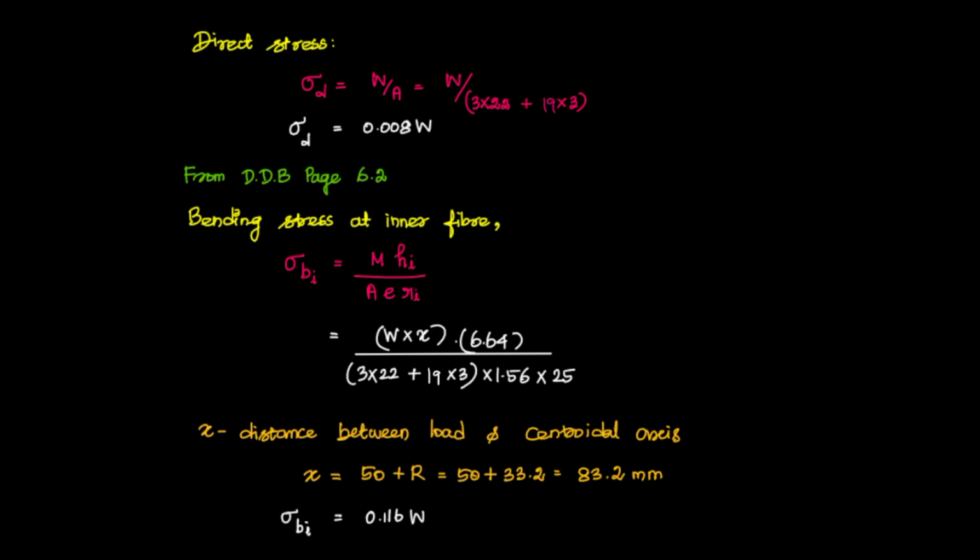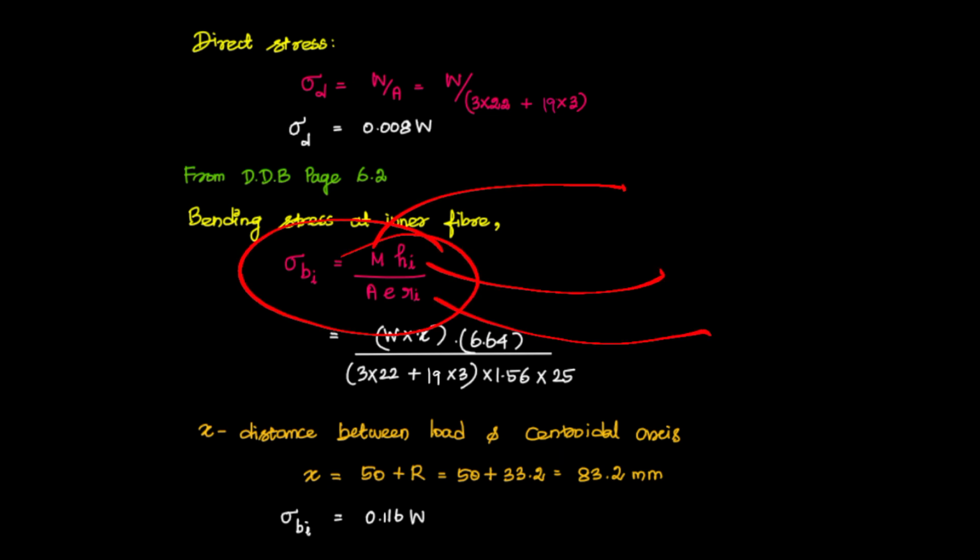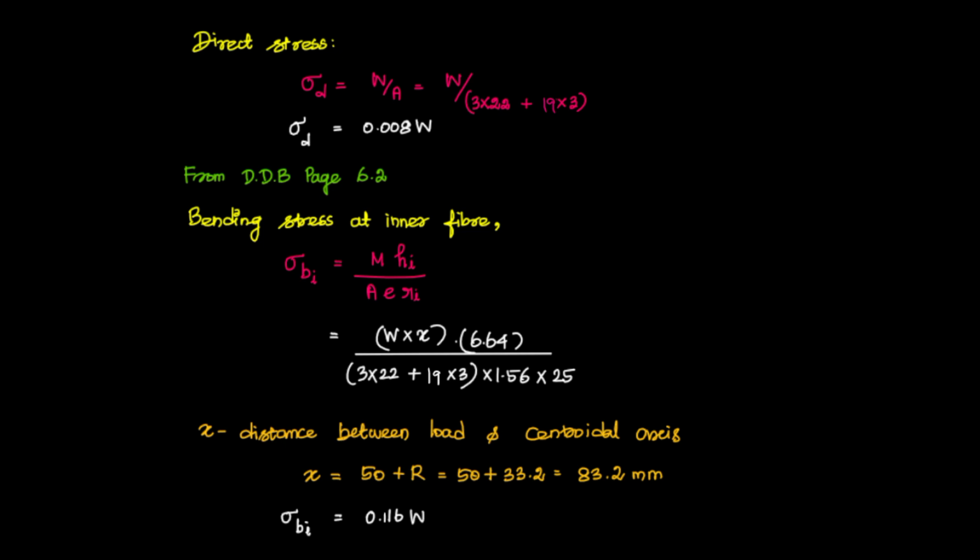Okay, the sigma bi formula is M into hi divided by A e ri. M is the bending moment, hi is the dimension from the diagram, ri is the distance between the inner fiber and the center of curvature, A is the area, small e is the eccentricity. So we know all the values here except the load value.